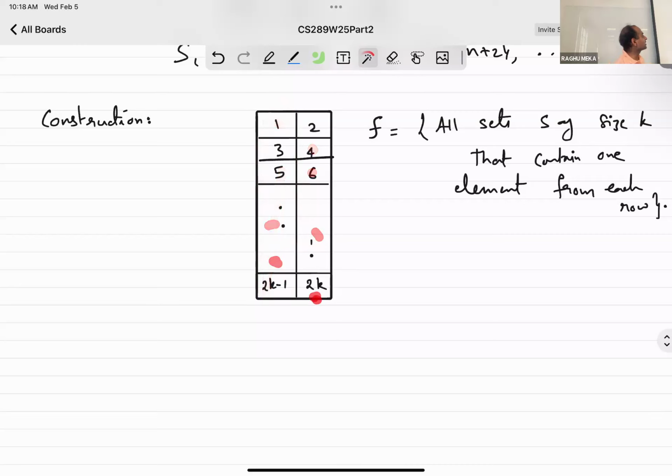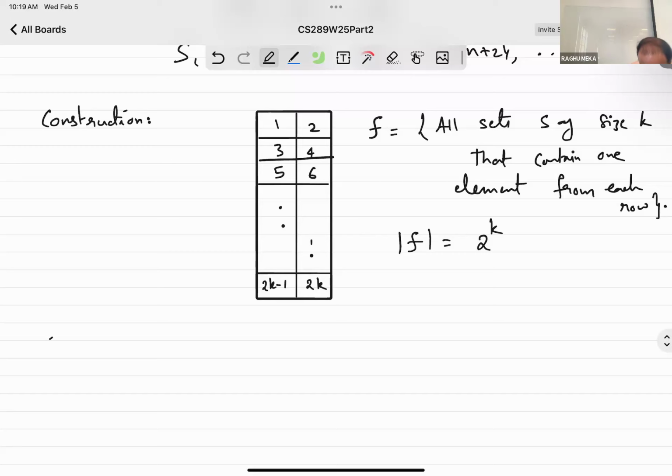Okay. So how many sets will be there in this family? In every row I have 2 options. So it'll be 2 to the K, right? Because I can pick 1 or 2 for the first one, I have 3 or 4 for the next one, and 5 or 6 for the next one, and so on. Okay, so it's a big family. So the size of the family is 2 to the K, right? And each set has exactly K elements, right?